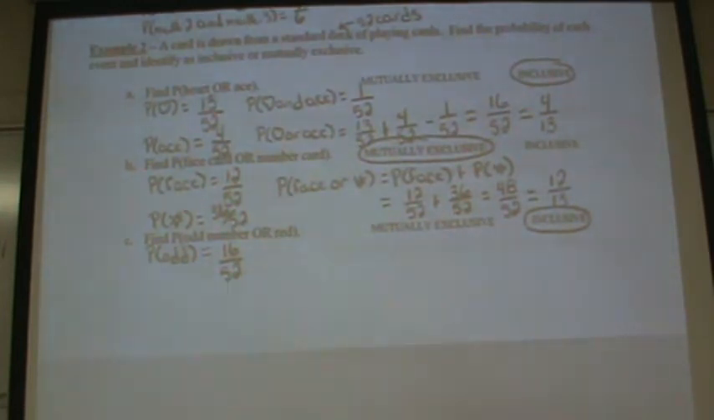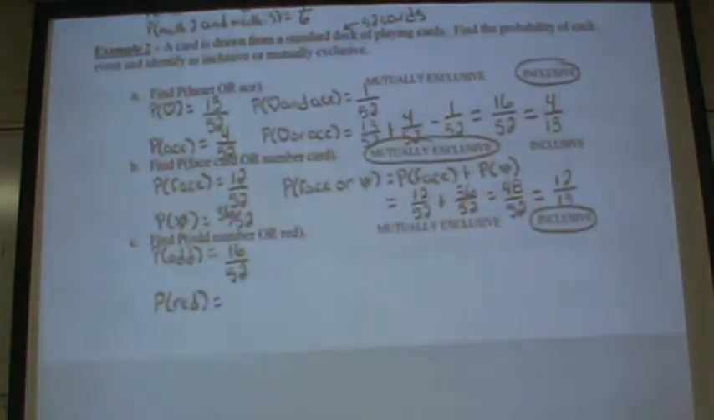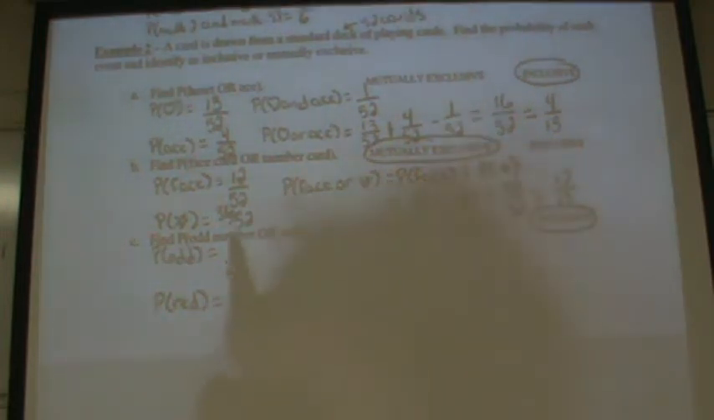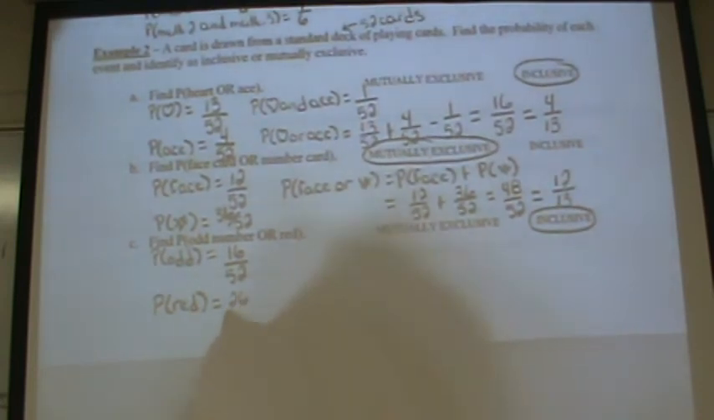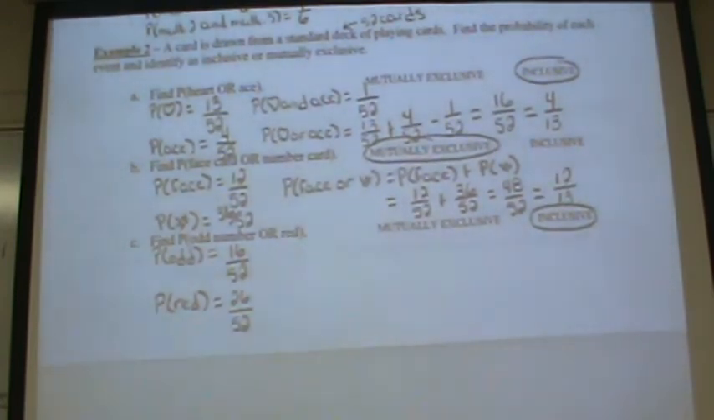Now we also need to find the probability of getting a red card. There are 13 different choices for cards in each suit. So if we know our red cards are our hearts and our diamonds, and we know that we have 13 of each, we have 13 times 2, gives us 26 out of 52 cards that could be red.